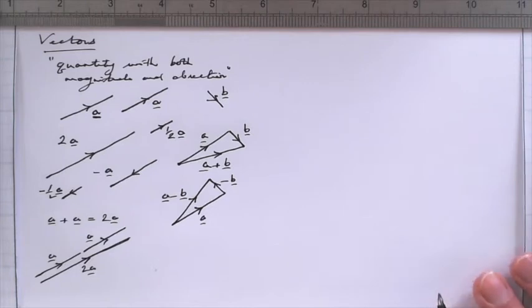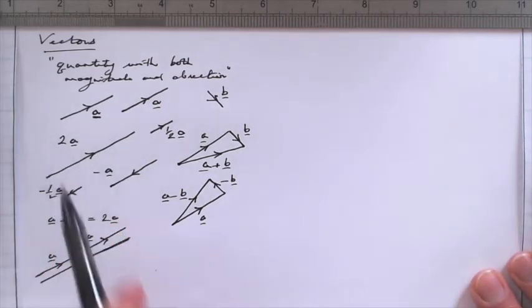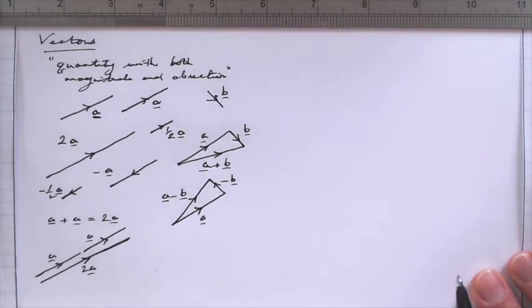Okay. Now you might ask, oh, okay, so that's multiplying by a number and that's adding. How about multiplying vectors? Well, that's a really interesting topic. It is outside the curriculum at this level of maths, in fact.